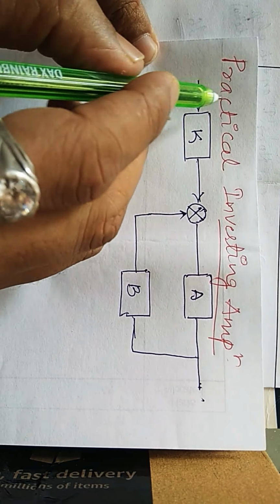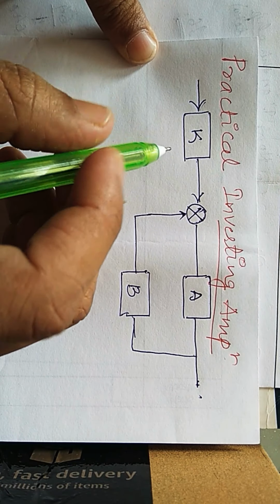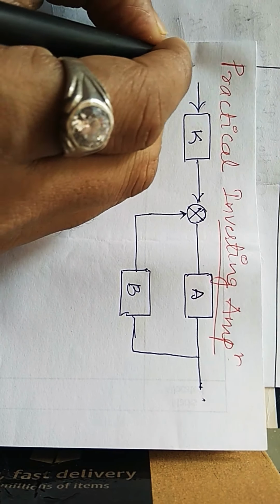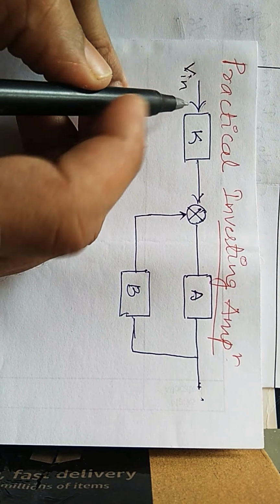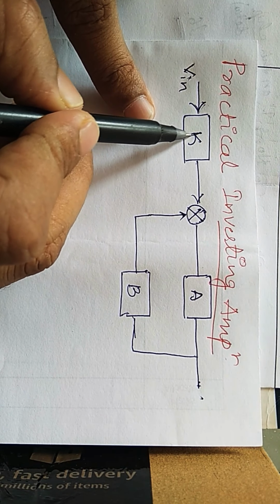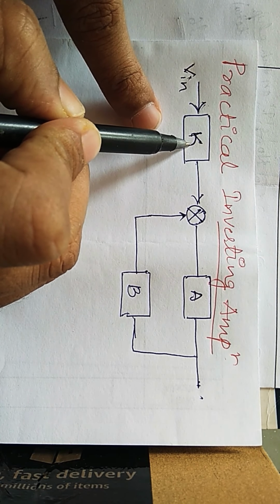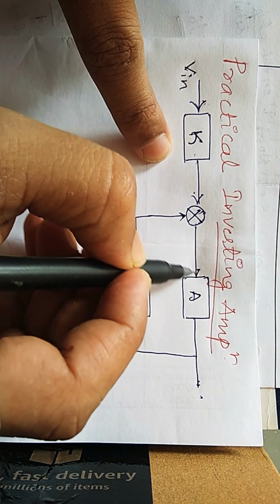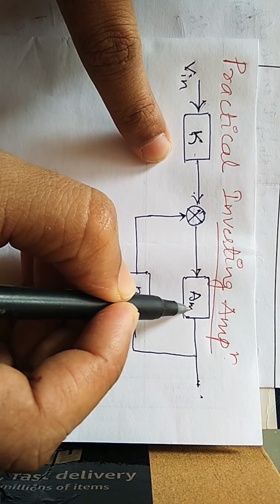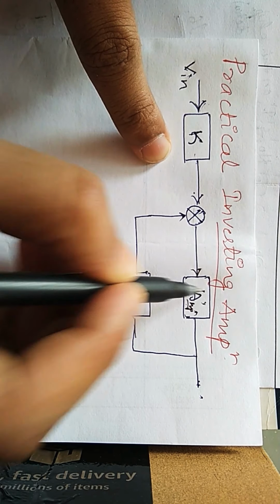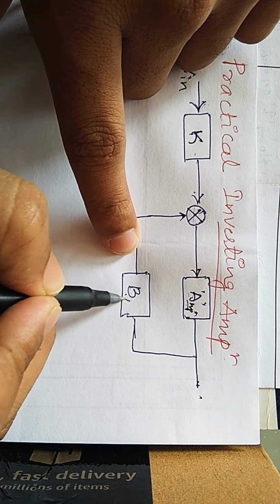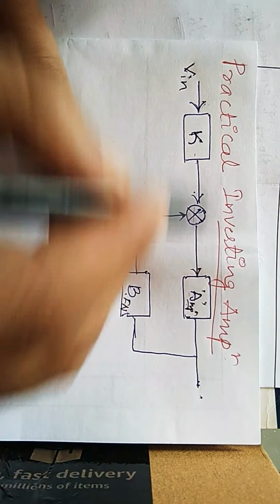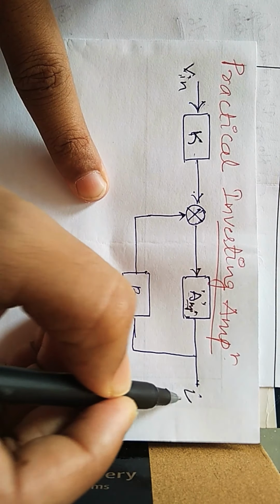So let me consider the practical inverting amplifier. We have the input that is supplied to the circuit, and that will be treated as the parameter K, and K is connected to the closed loop system, right? First one, let me consider it is an amplifier, that is indicated as A, and B is your feedback network. So let me consider this is input and this is your output.